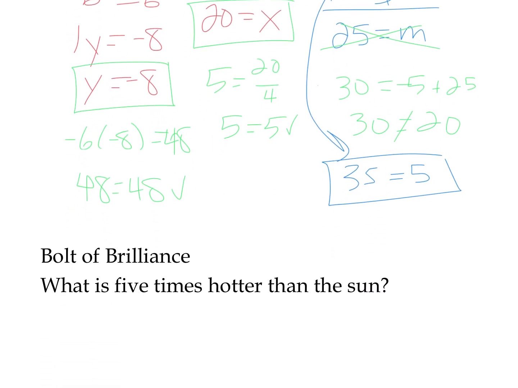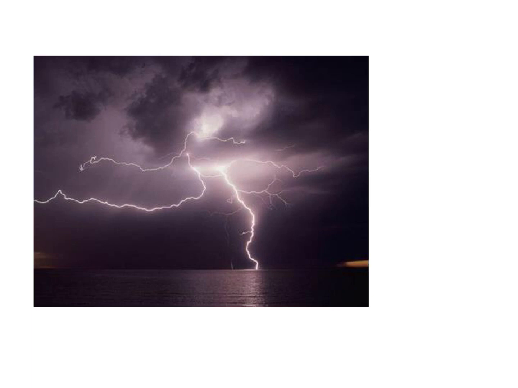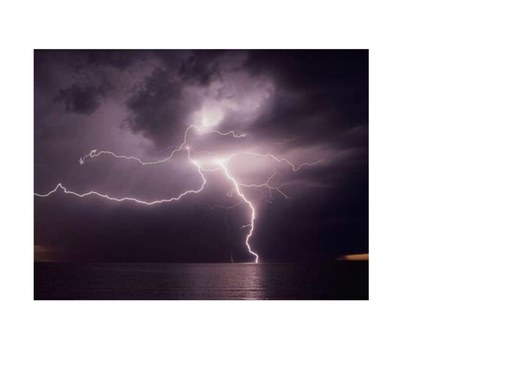We'll try some more examples here in a moment, but first, a bolt of brilliance. And I'm sure you guys are all brilliant, so what can we do with that knowledge and figure out what's 5 times hotter than the sun? The sun's pretty blazing hot out there in the sky, but something 5 times hotter than that is a bolt of lightning. Yes, a lightning strike has heat 5 times more than the sun. All right.